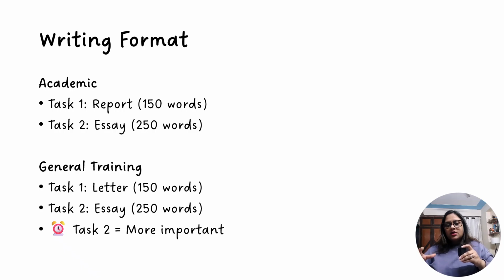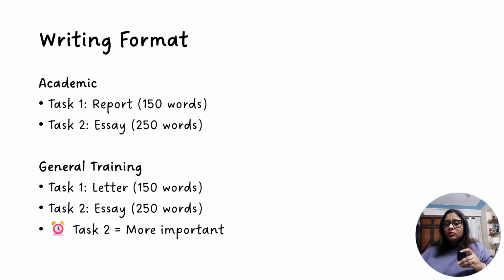And because task 1 is worth only 3 bands, you're not supposed to waste a lot of time on it. Task 1 is also a bit easier because everything is there in front of you. You're just supposed to describe it. And again, there are certain techniques that you need to follow while describing the graph, which are very important.